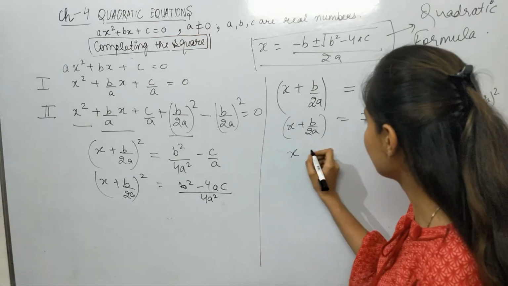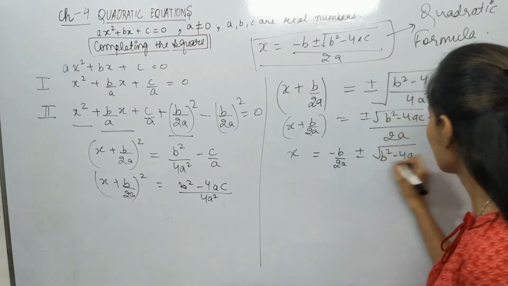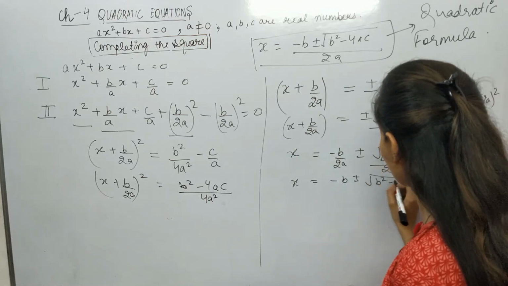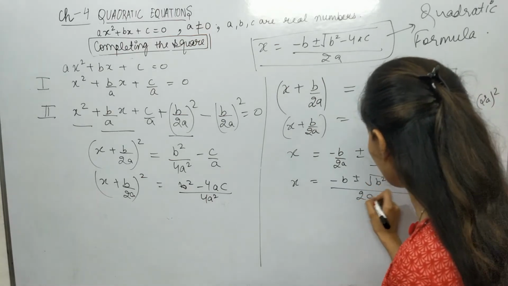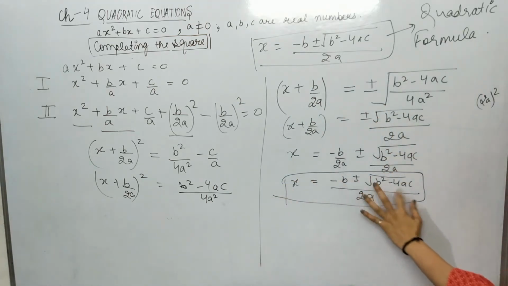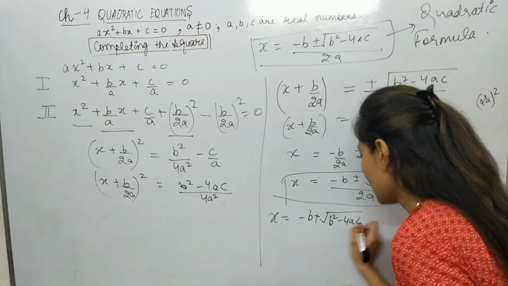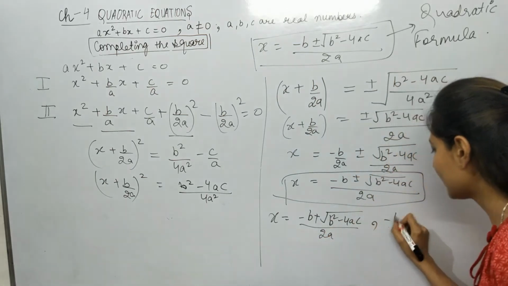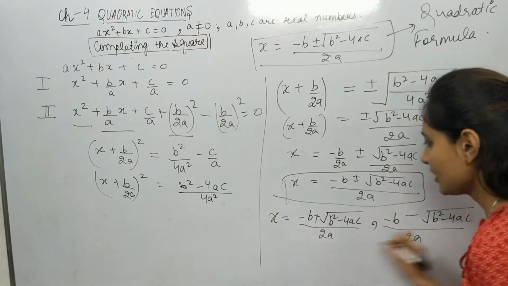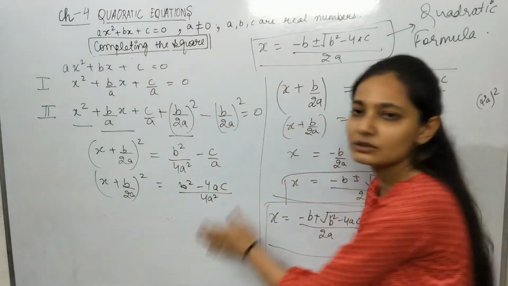So we will take b to the other side, that is x equals minus b upon 2a plus minus under root b square minus 4ac upon 2a. Taking the LCM, we get x equal to minus b plus minus under root b square minus 4ac upon 2a. This x will give two values: one is minus b plus under root b square minus 4ac upon 2a, and the other root will be minus b minus under root b square minus 4ac upon 2a. In this way we can get the two values of x. The method is called the completing the square method.